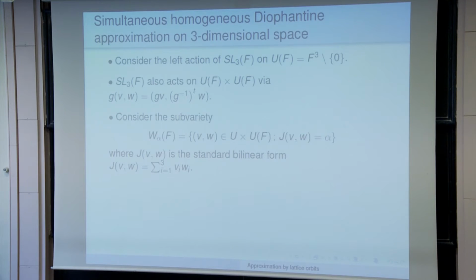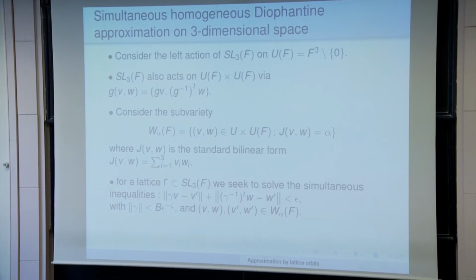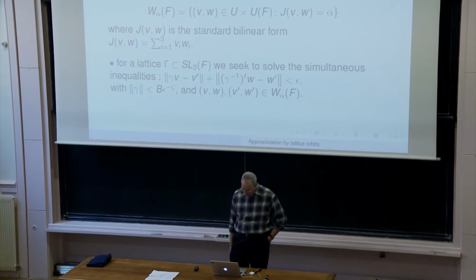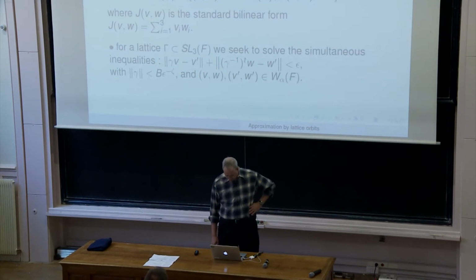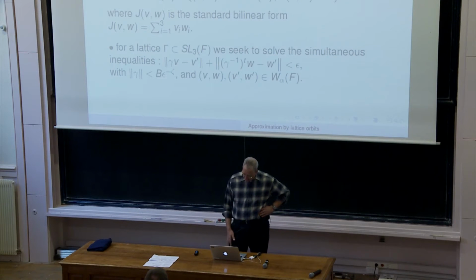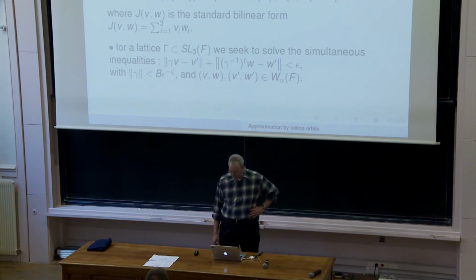And we consider the subvariety W alpha F, which is the set of pairs (V, W) such that J(V, W) equals a fixed constant alpha, where J(V, W) is the standard bilinear form, defined over every field. And so for a lattice gamma, as usual, we seek to solve the simultaneous inequalities ||gamma V minus V prime|| plus ||gamma inverse transpose W minus W prime|| less than epsilon, with the norm of gamma less than B times epsilon to the zeta, and (V, W), (V prime, W prime) in W alpha.